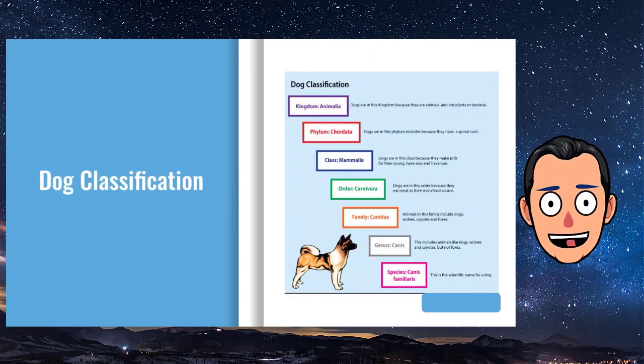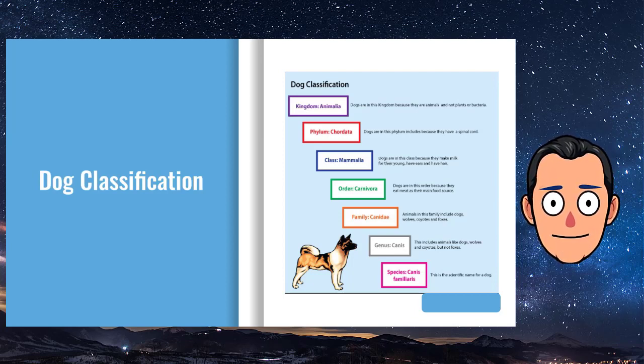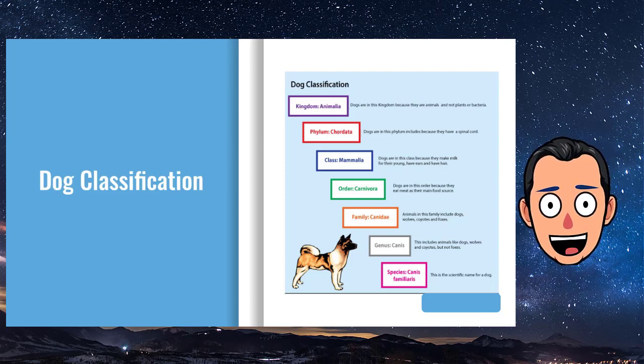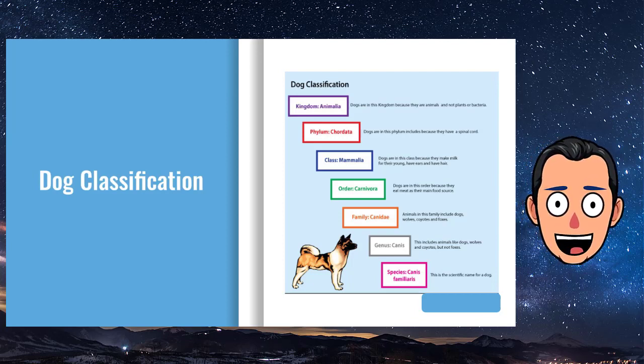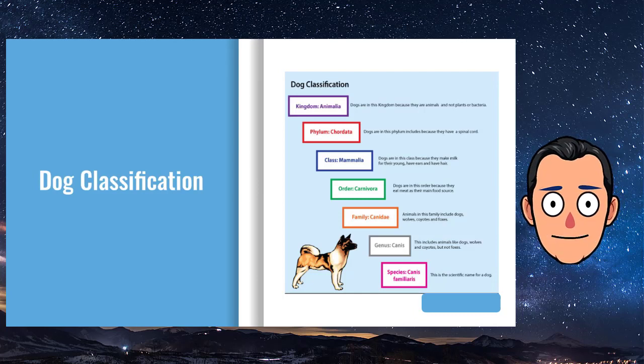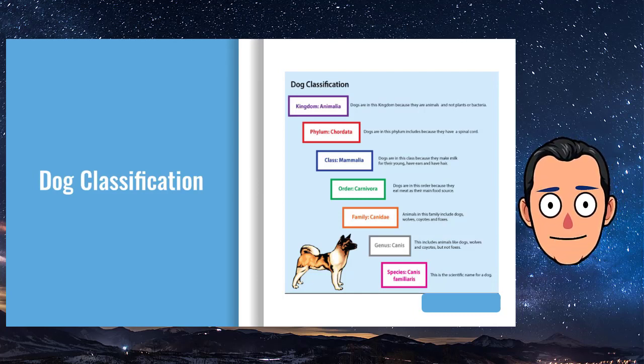An example is the classification of dog. So, dog belongs to the kingdom Animalia, phylum Chordata, class Mammalia, order Carnivora, family Canidae, genus Canis, and species Canis familiaris.